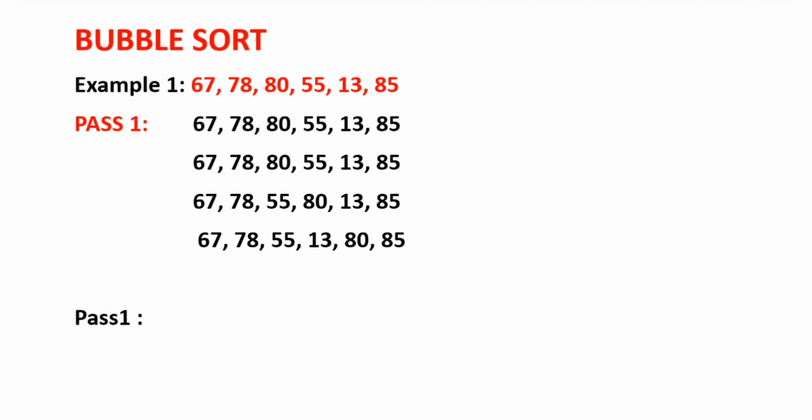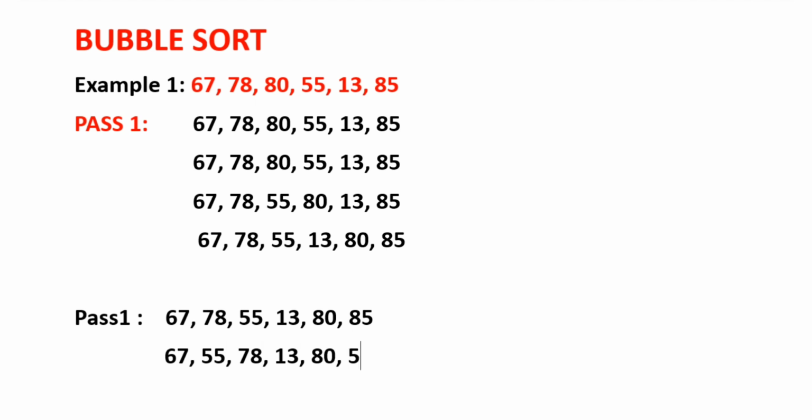Next, we are going to perform pass 2. Compare 67 and 78. Is 67 greater than 78? No. No need to swap. The list is 67, 78, 55, 13, 80 and 85. Next, I need to compare the next values, 78 and 55. Is 78 greater than 55? Yes. I need to swap. 67, 55, 78, 13, 80, 85.